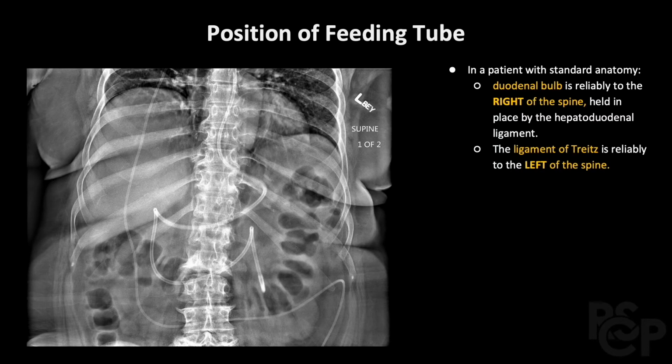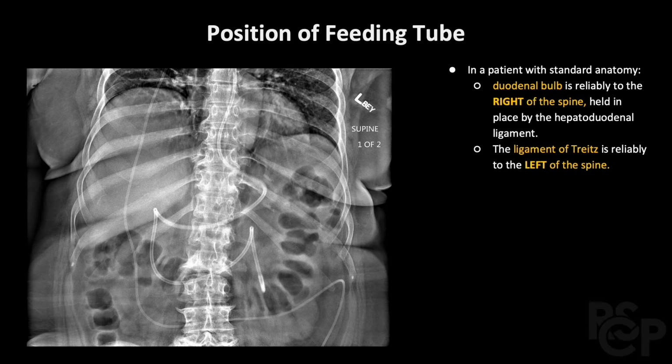The position of a feeding tube is extremely crucial to its proper functioning, and the key to determining if a feeding tube is properly positioned on imaging is to follow its course rather than just looking at where the tip is. So to help orient you, in a patient with standard anatomy, the duodenal bulb is reliably to the right of the spine and is held in place by the hepatoduodenal ligament, and the ligament of Treitz is reliably to the left of the spine. These are really important landmarks that we'll use as we're tracing the course of the feeding tube.